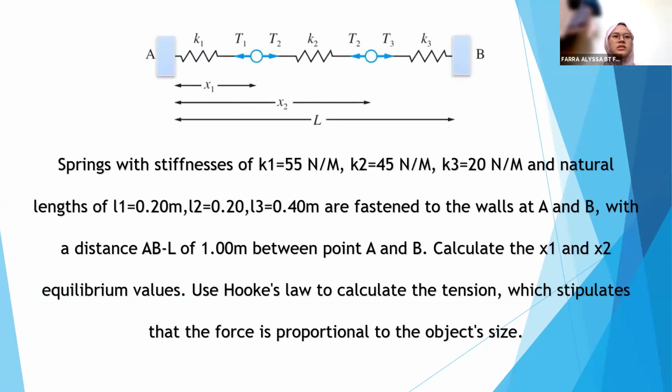So I'm going to read the real question. Springs with stiffness of K1 equals to 55 Newton per meter, K2 equals to 45 Newton per meter, K3 is equal to 20 Newton per meter, and natural length of L1 0.2 meter, L2 0.2 meter, and L3 is equal to 0.4 meter are fastened to the walls at A and B with a distance AB equal to L of 1 meter between point A and B. So calculate the X1 and X2 equilibrium values by using Hooke's law to calculate the tension, which stipulates the force is proportional to the object size.